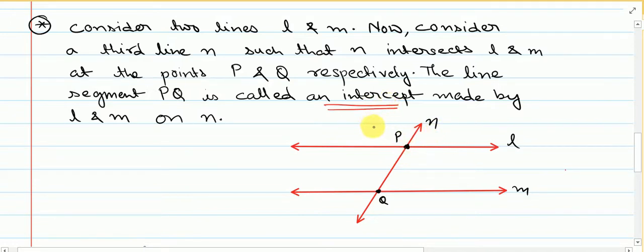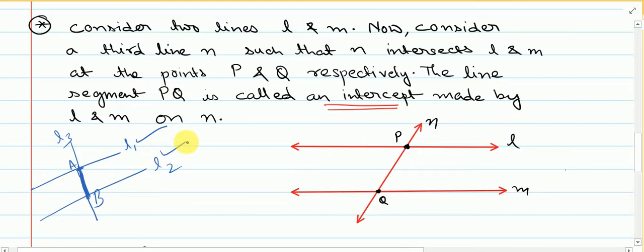So like here if I draw like this, this is one line, let's say line 1, this is line 2, and then I am drawing line 3. So here this is the intercept. Let's say this is A and this is B. So this segment AB is called the intercept made by L1 and L2 on L3.